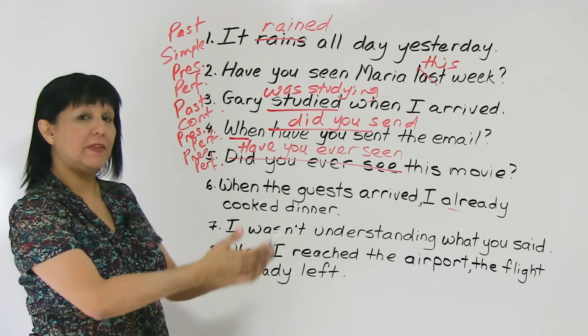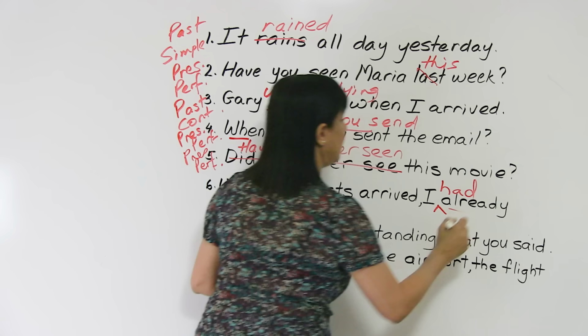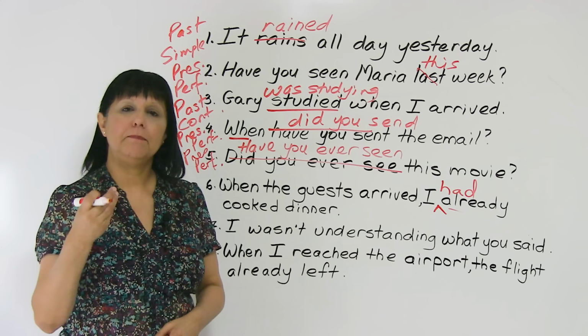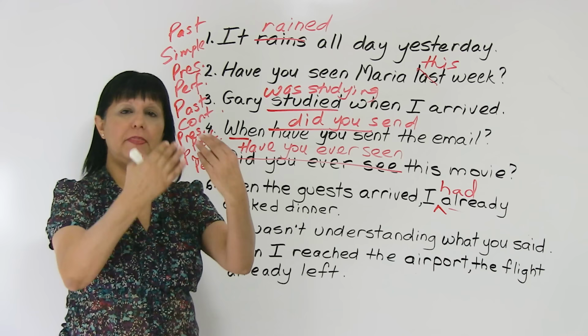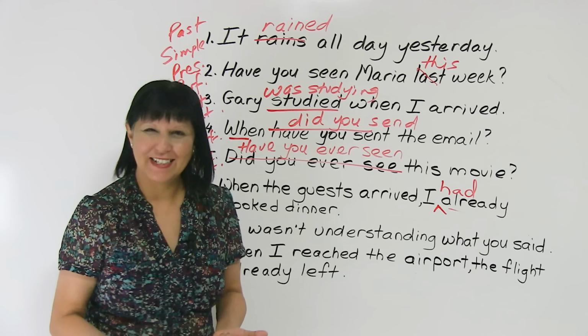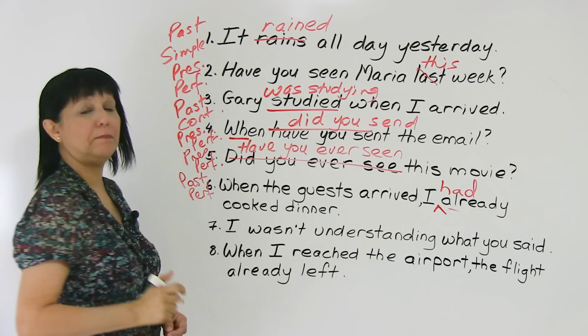So when the guests arrived, I had already cooked dinner. So that is an example of when we can use the past perfect. Past perfect is used when we're talking about two actions and you want to show that one of them happened first in the past, although both of them happened in the past. The past perfect part of the sentence shows you what happened first in the past. So if you didn't know that, then please review the past perfect, okay? You're doing fine, don't worry, you're doing great.